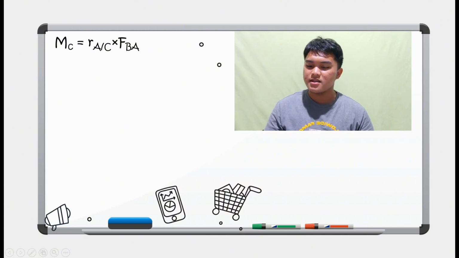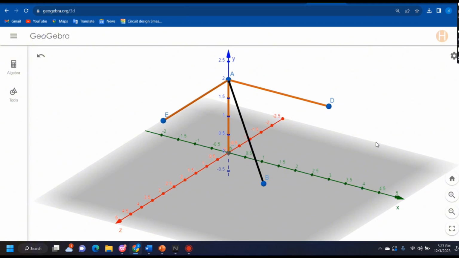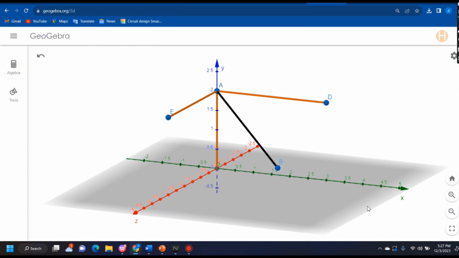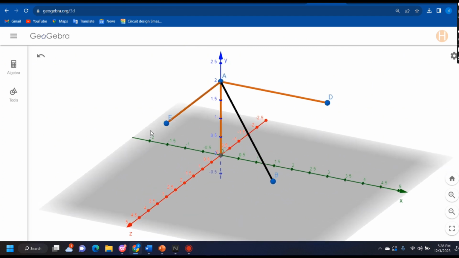To find RAC, we must first take a look at the figure earlier in 3D perspective. As we can see in here, we have our 3D version of the roof earlier. It doesn't look like the roof, but I just made it to make it simpler to look at. We have the black line which represents the distance of point C to point A, and we also have its components along the Z axis, Y axis, and the X axis. What we are going to do with this figure is find its components.